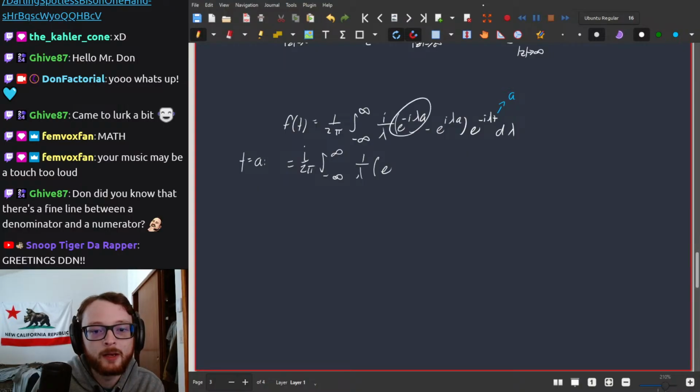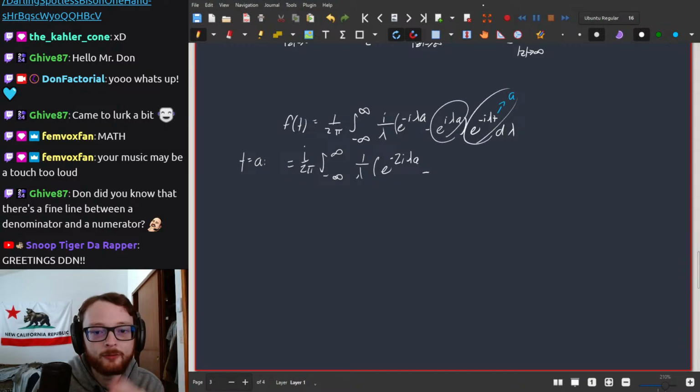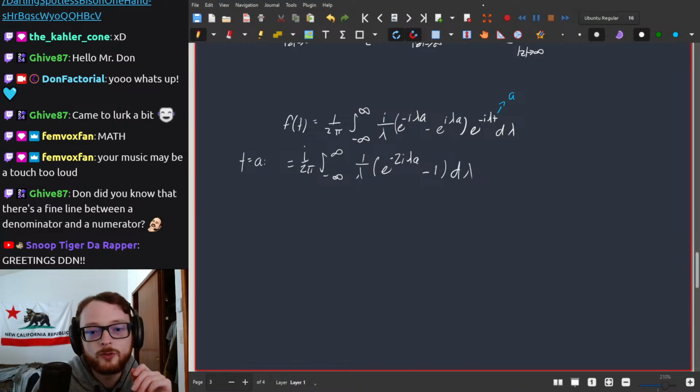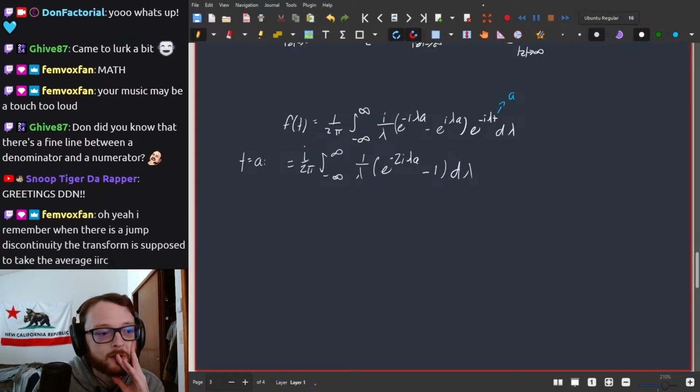So if I multiply it in, that times that is minus 2i lambda a, minus that cancels that 1. And so the issue that I'm going to get here is that I don't think this integral converges. Yeah, it is.